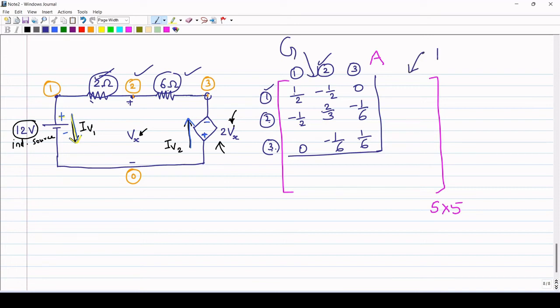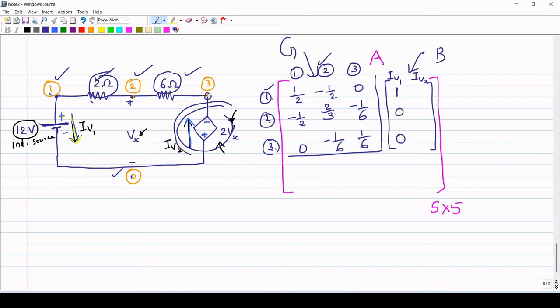Coming to the B matrix. Inside the B matrix you have the column corresponding to the first 12 volt independent source or IV1, and you have the column corresponding to the second dependent source IV2. So the first source is connected between node 1 and ground. So put a 1, since the positive terminal of the source is connected to node 1. So put 1 on first row, and negative terminal of the source is connected to ground. So minus 1 is not needed since it is at a reference. So 1, 0, 0 are the entries corresponding to the first independent source.